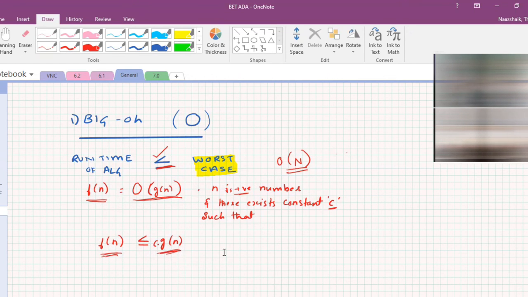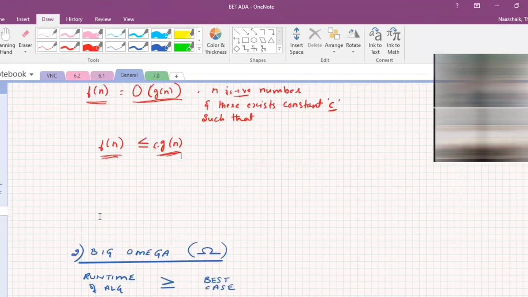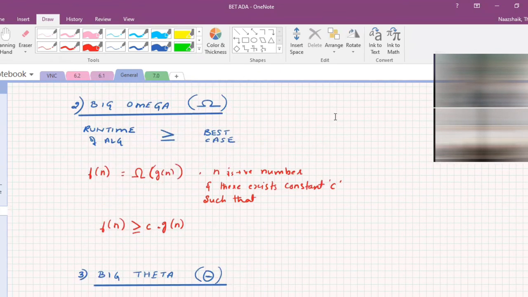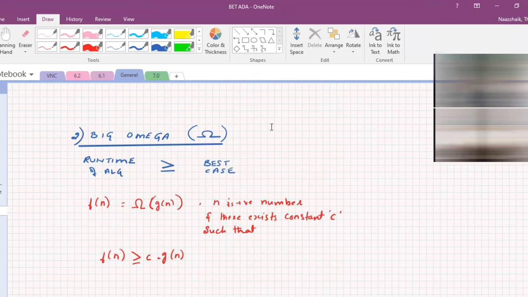But more than the formula, I want you to understand the concept, right? When we say Big O, you need to say that my algorithm will be at least better than or equal to the worst case of that. It's not going to go worse than the worst case, right? Okay, what is omega? Omega is the best case. You are comparing against the best case. Okay, that's the only difference.